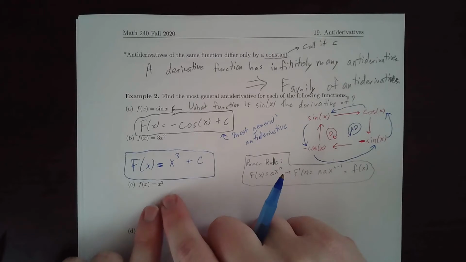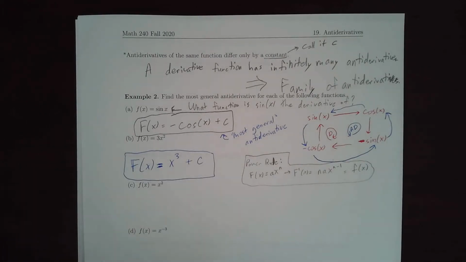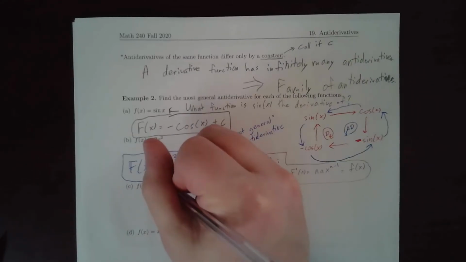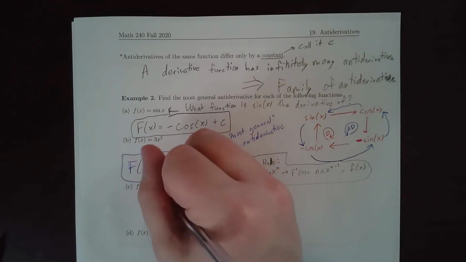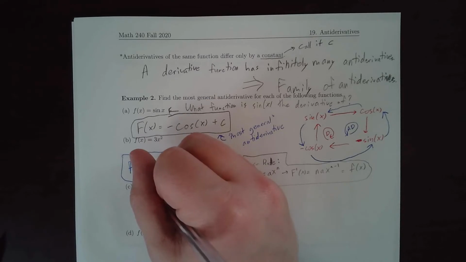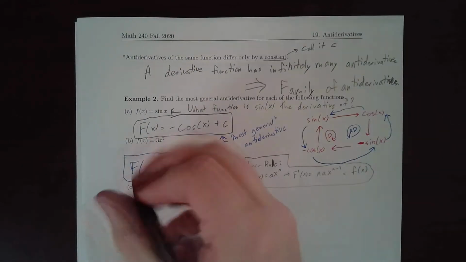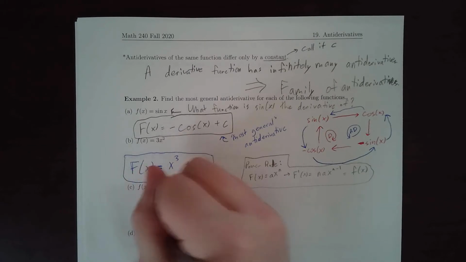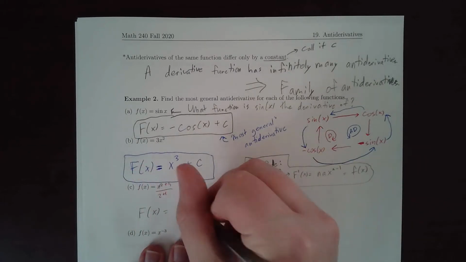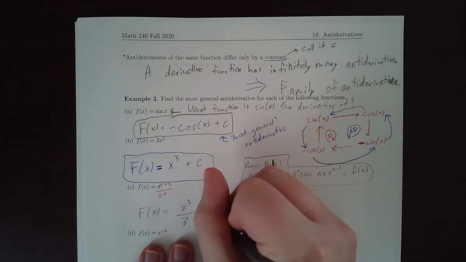If we just had f of x equals x squared, again, we'll add 1 to the exponent and then divide by the new exponent. So that means that big F of x will be x cubed over 3 plus c.